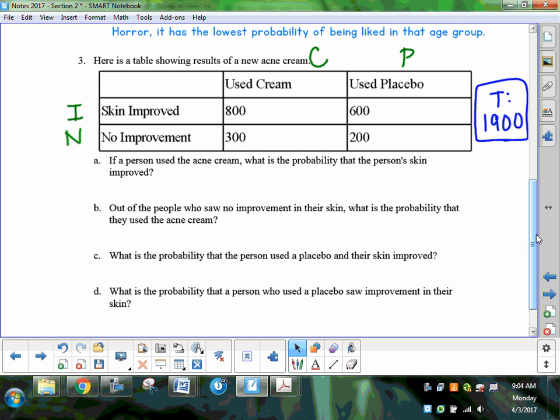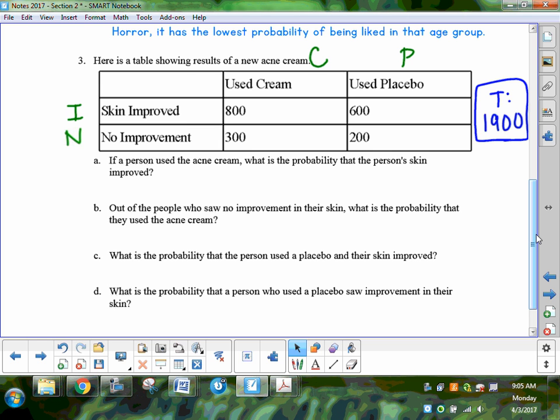Now, take a look at the first question. You have to ask yourself, is this a regular probability or is this conditional, meaning something given something else has happened? So looking at this one, if a person used the acne cream, what's the probability that the person's skin improved? Is that direct probability or conditional probability? Hands up, please, if you can answer and why. Which one do we think? Read out what A is. Is it direct, just plug in? Or is this something given something?